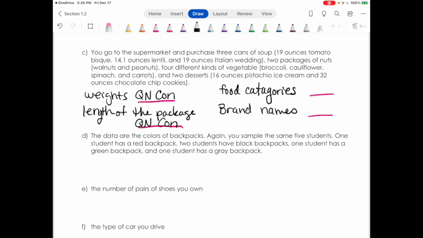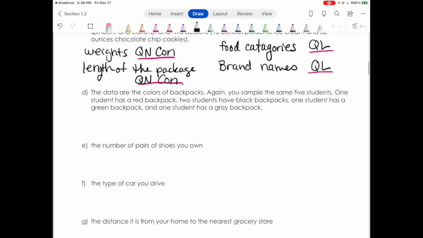Okay, for food categories, meaning, is it a soup? Is it a vegetable? Is it a nut? Is it a dessert? There's those categories that's given in the problem. Because those fit into categories and it's not being described with a number, this is going to be qualitative. So I'll label that as QL. Brand names, same thing. Brand names will create categories. So I'm going to label that as QL.